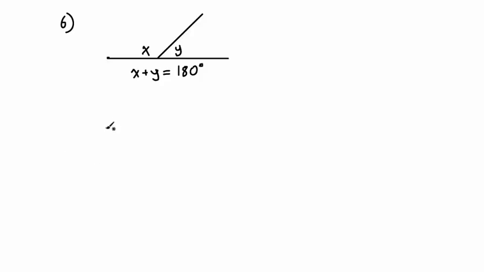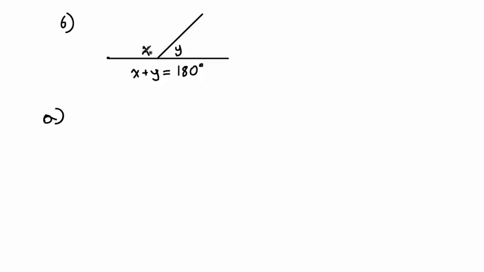Okay, in number 6, we know that two angles are supplementary to each other if their sum is 180 degrees. So here we have x plus y, and when you find the sum of their angles, it equals 180 degrees. Now for A, we know that one of the angles is twice the size of its supplement. So based on that information, we need to create an equation and then solve the equation for the two angles.